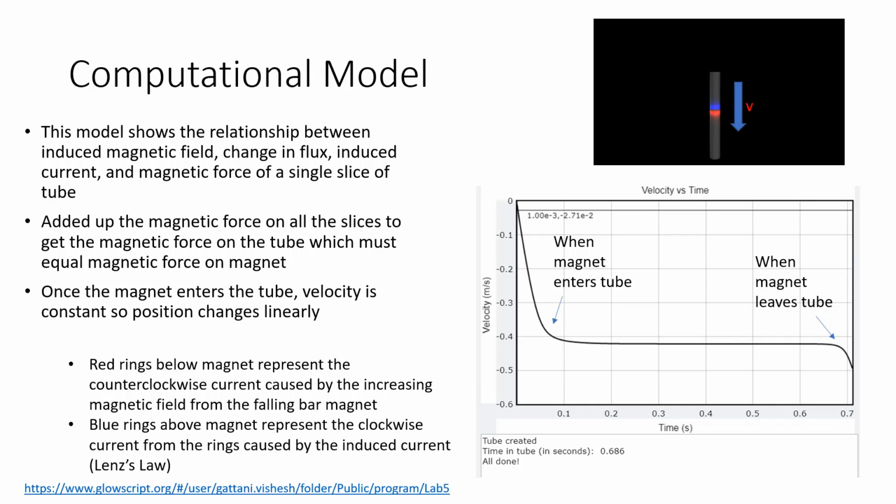So the red rings in this diagram are going to be representing the counterclockwise current caused by the increasing magnetic field from the falling bar magnet. And the blue rings above the magnet represent the clockwise current caused by the induced current. And this is because of Lenz's law.